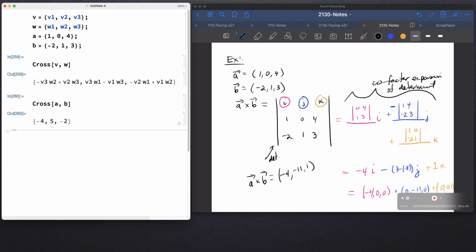Okay, let me double check my expansions. I got 0, 4, 1, 3. That's good. 1, 4, negative 2, 3. I like that. And then the k, 1, 1, 0, negative 2. Okay. So the i I get negative 4. I think we're agreed on that one. 3 minus a minus 8 is 11.